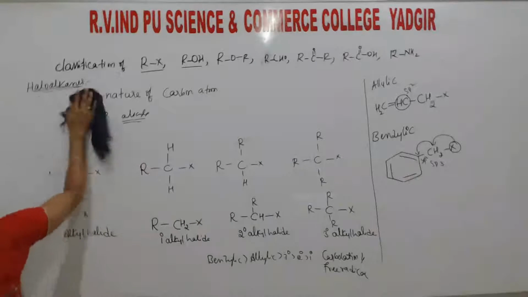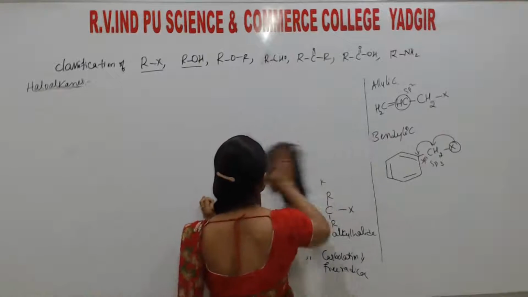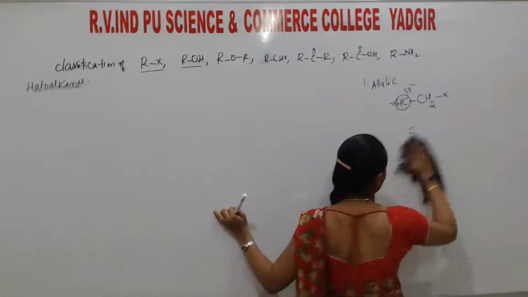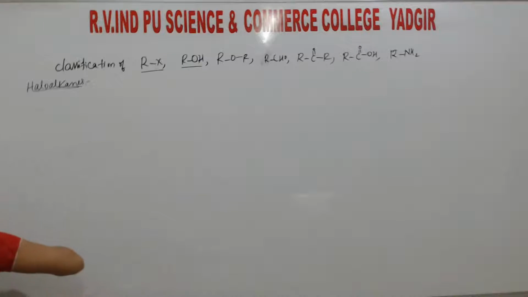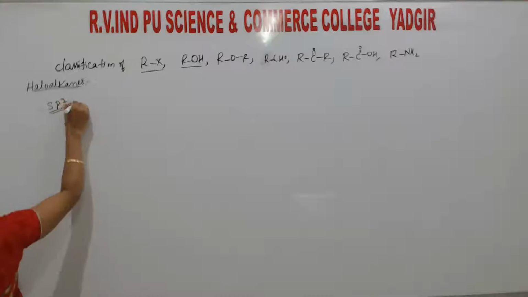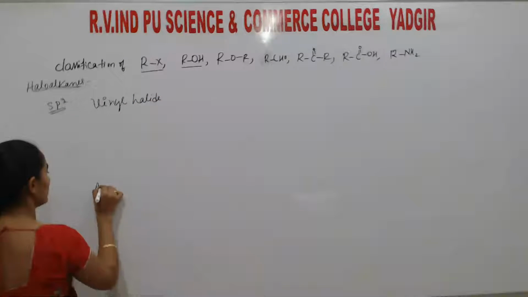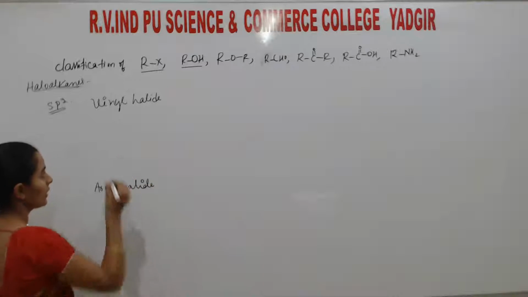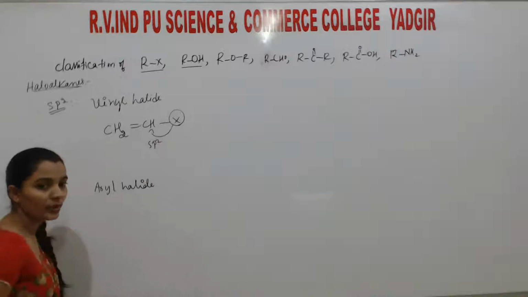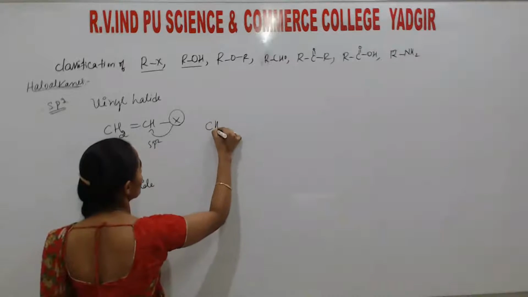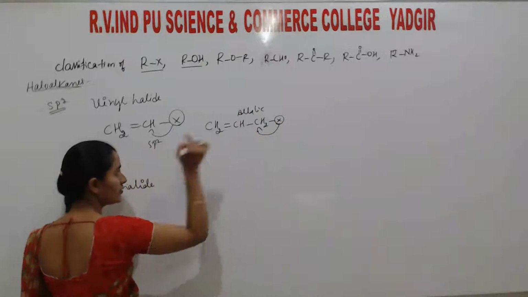Okay, the next one is sp2 hybridized carbon. One is vinyl halide, another one is aryl halide. What is vinyl halide? If the halogen is directly attached to an sp2 hybridized carbon atom. If it is CH2=CH-CH2X, this is allylic, meaning the halogen is attached to an sp3 hybridized carbon, which is further attached to an sp2 carbon.